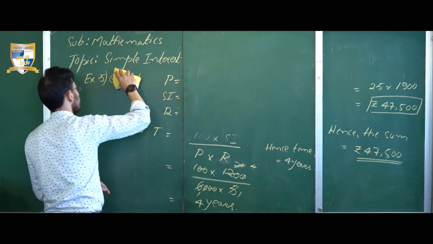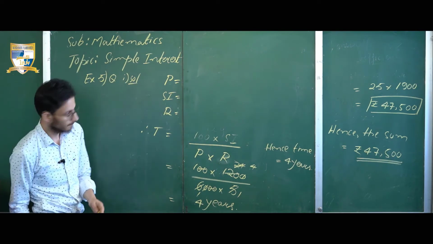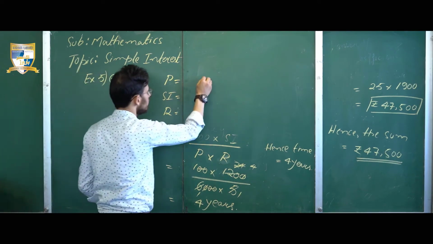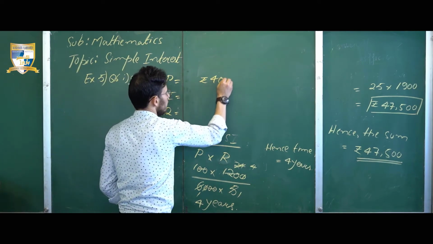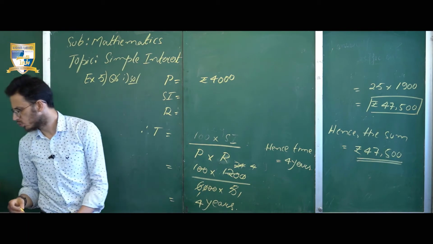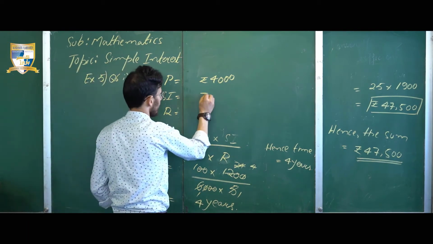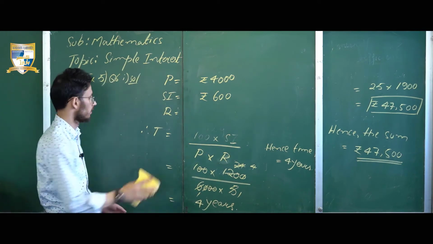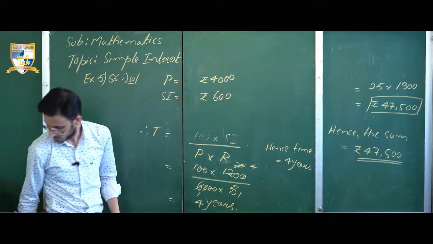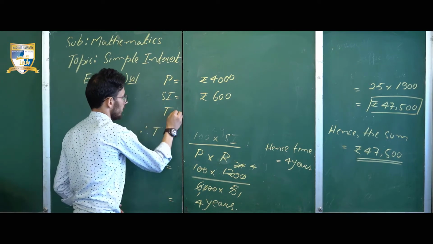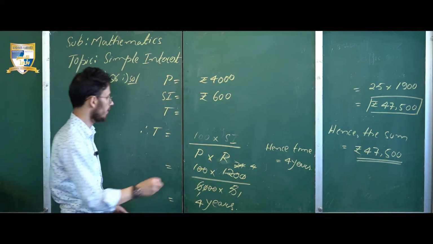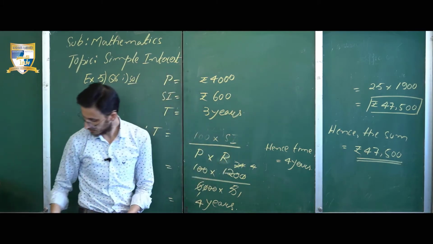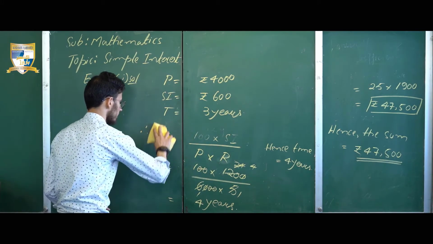Question number 6, part number first. Our principal is given, which is equivalent to 4,000. Our simple interest, which is equivalent to 600, and our rate, which we have to find out. Our time is given, that is equivalent to 3 years. Now the question is asking for the rate of interest.